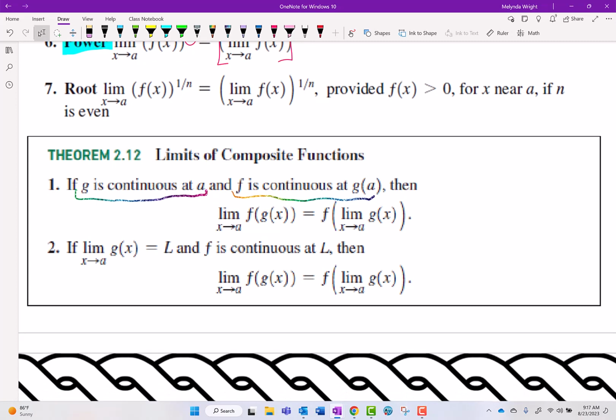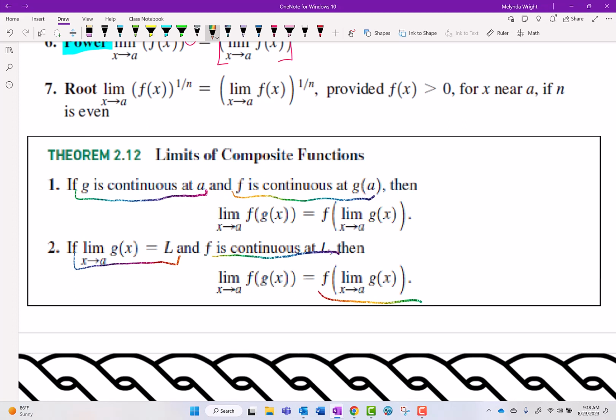The other scenario is if the limit as x goes to a of g of x works, and f is continuous at that location, then this also works. Then we could also do this. Those are two different scenarios that would allow us to use this.